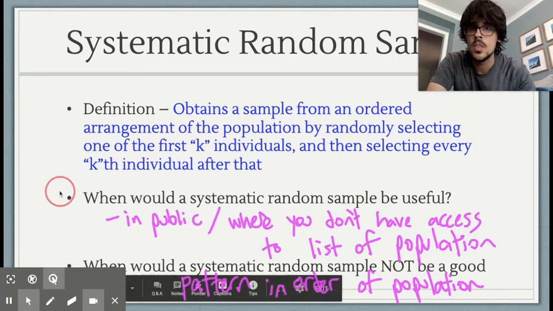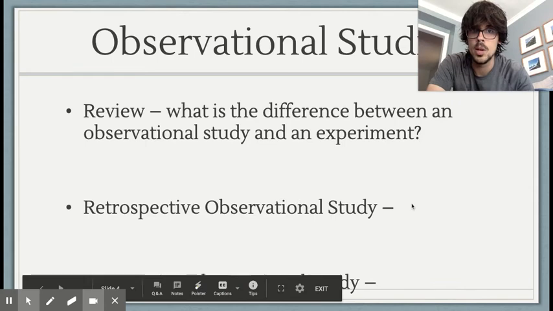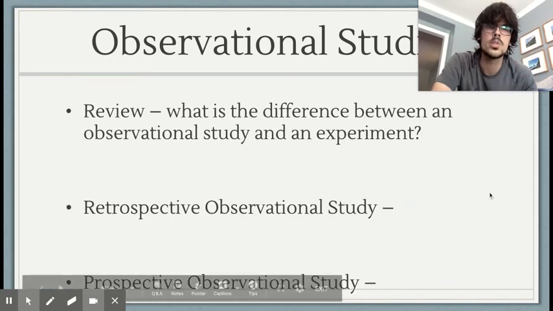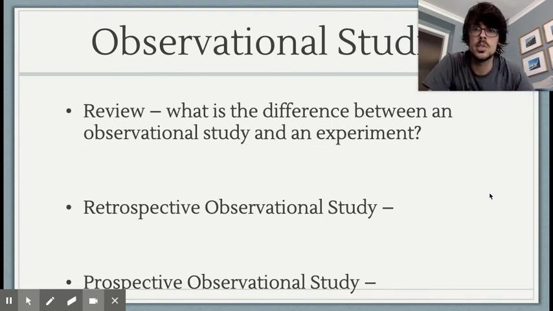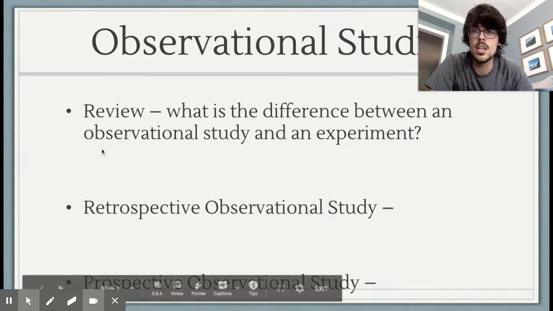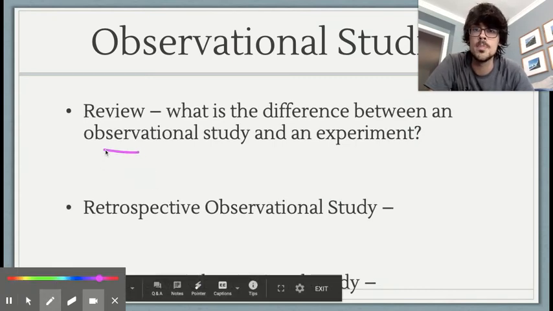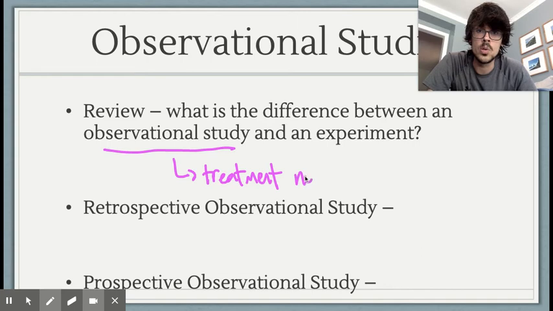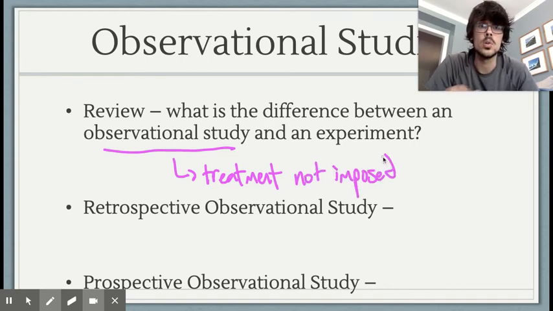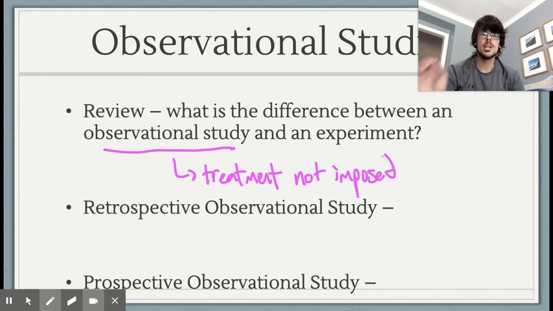So the second topic of this video is pretty quick. We're going to talk a little more about observational studies. So the first thing I want to talk about here is a review of the difference between an observational study and an experiment. And we know already that in an observational study, treatment is not imposed. So that is the big thing going on there, is that you're not imposing treatments when you do an observational study. That's the magical answer. You just give context and you're good to go. In an experiment, you are manipulating a variable and imposing treatment on subjects.